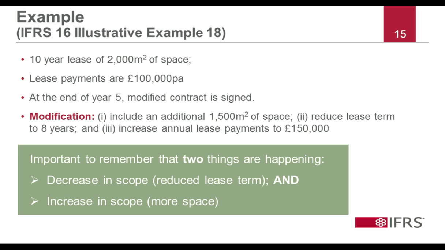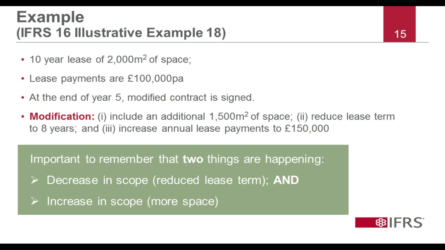Now, this is a fairly complicated example, and a helpful starting point in these kinds of cases is to identify the different things going on within the modification so that each one can be thought about individually. First, there is a decrease in scope. So this relates to the fact that originally the lease was for 10 years and the modification reduces it to 8 years. So whatever else is going on, the lessee needs to recognise a partial termination relating to that reduction in lease term.